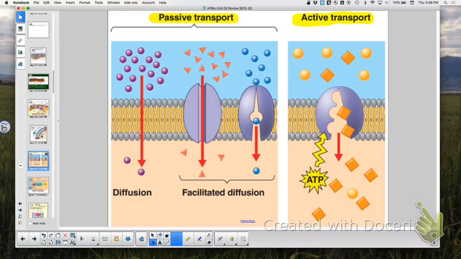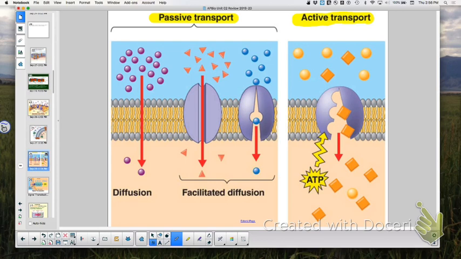But passive transport, as long as it's O2, CO2, water, they can go right from a higher concentration to a lower concentration. What's something that facilitates water transmission across a cell membrane? Aquaporins. Good. Okay?